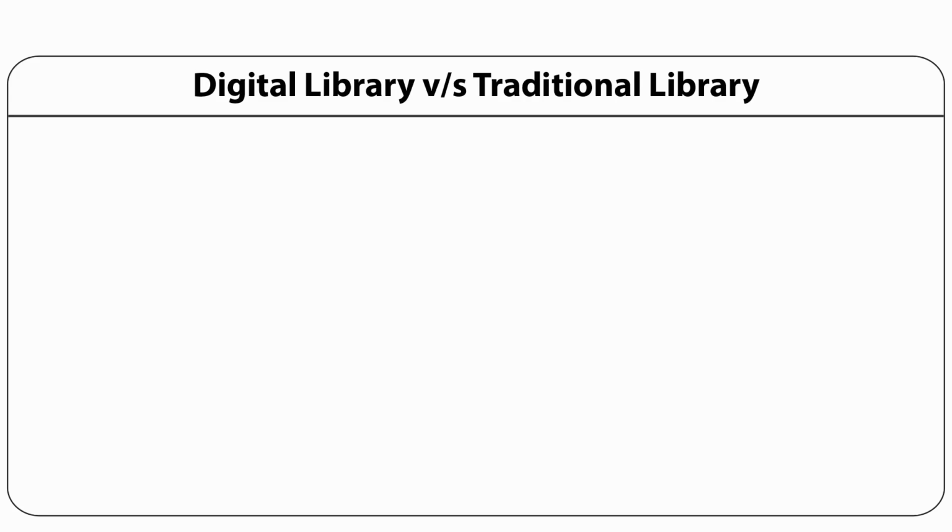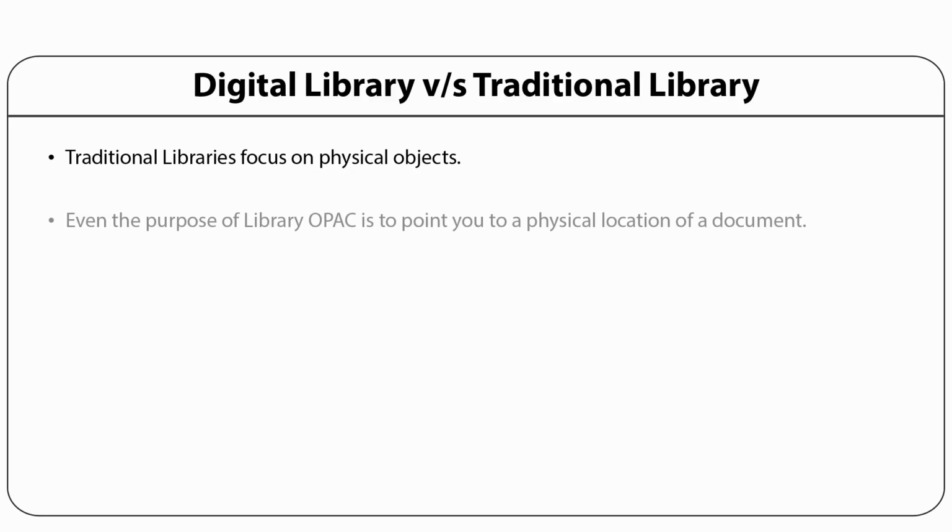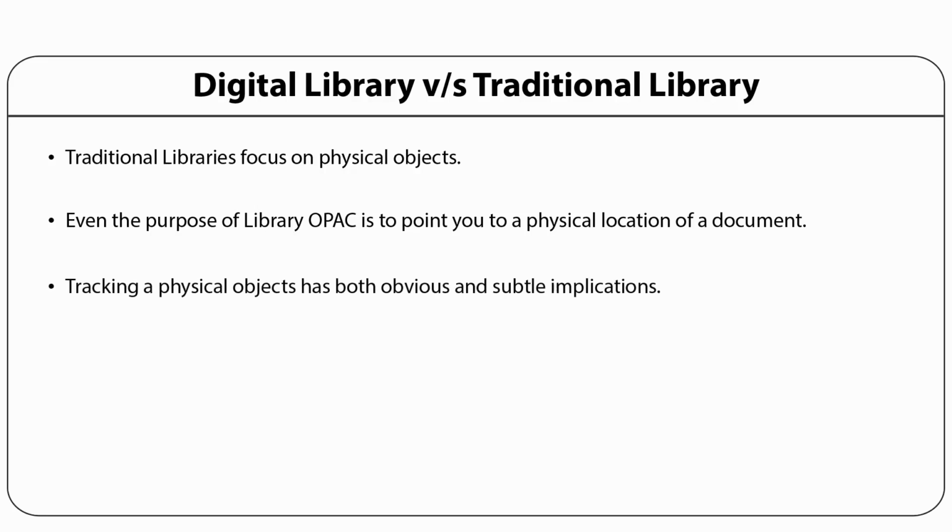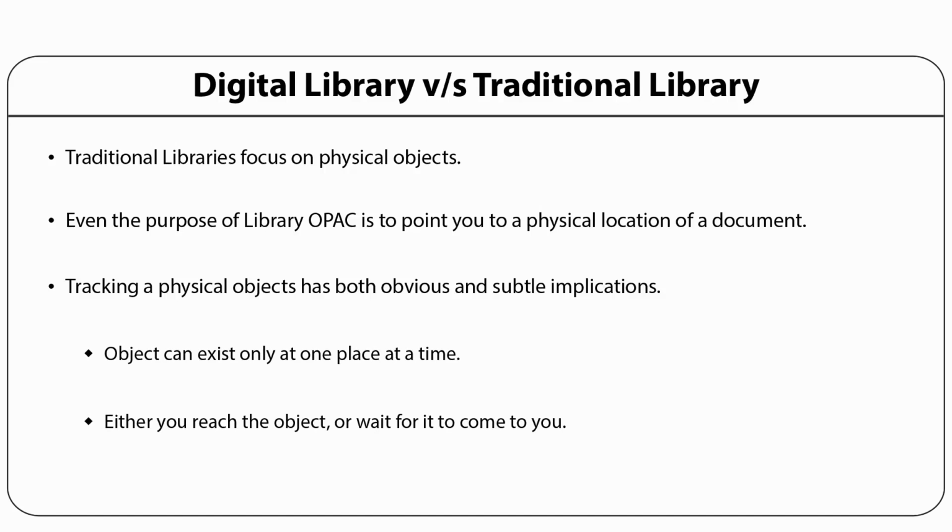Distinction between digital library versus traditional library. Let's now examine the distinction between digital library and traditional library. Traditional libraries are focused on physical objects. The traditional libraries are built around physical objects available in the libraries. Even the purpose of the library OPAC is to point out the physical location of a book or a document available in the library. Tracking of physical objects has both obvious and subtle implications. Objects can exist only at one place at a time. Either a user can access the object or wait for it to come to him or her.